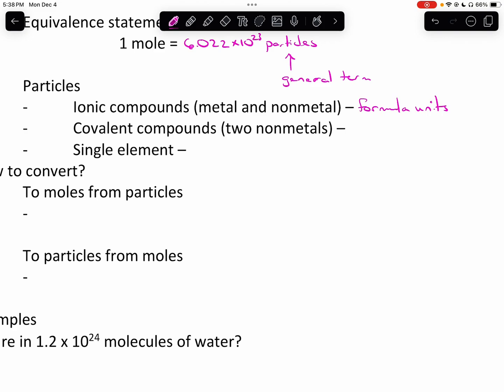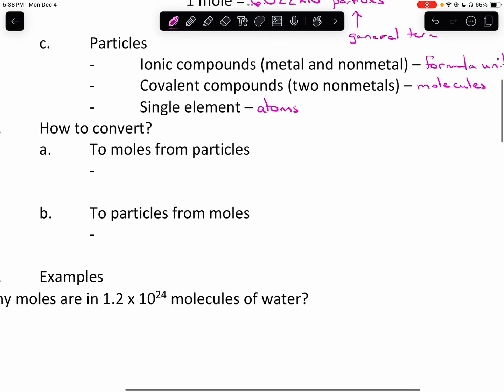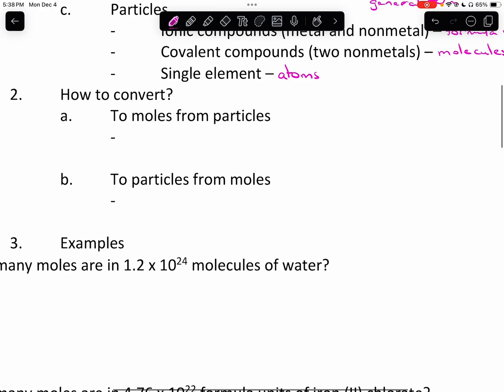Remember, covalent compounds are those made of two nonmetals. We will use the label molecules. And last but not least, if we have a single element such as iron, we will label that with atoms, which makes sense because a single element is made up of atoms. You guessed it. All right, so how do we do this? Again, we're going to use unit canceling, which is what we've done all along. It will never lead you astray, provided you do it right.